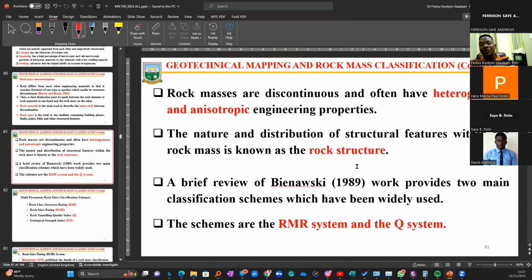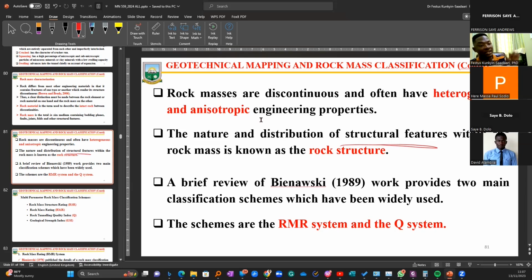So rock masses are discontinuous and often have what? They are usually heterogeneous and anisotropic. They have these two properties most of the time. And so the nature and distribution of these structural features within the rock mass are known as a rock structure.